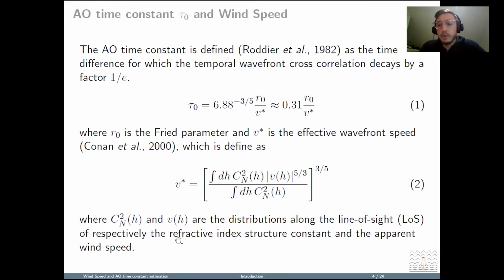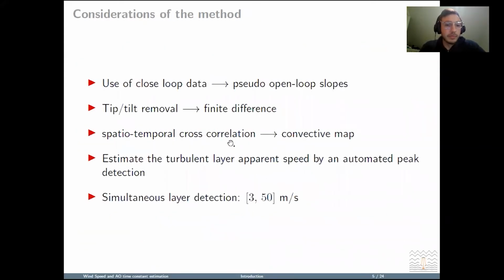If we use the Taylor hypothesis of frozen flow, we can split the atmosphere in several layers. So we need to know the apparent wind speed of each layer and how much it contributes to the atmospheric condition or the turbulence.